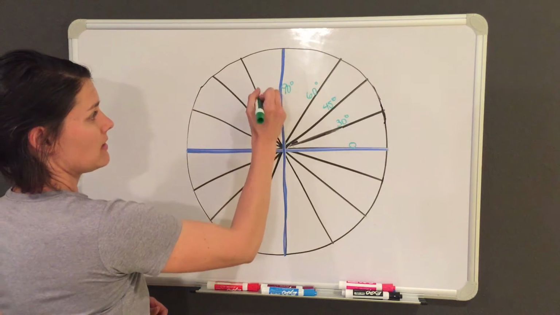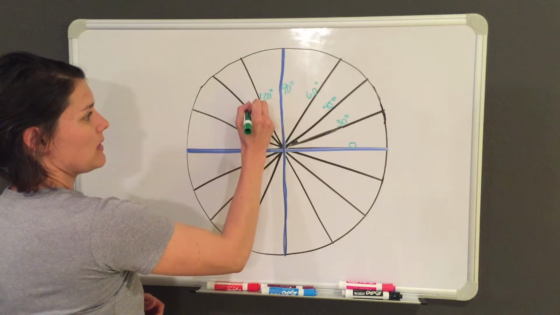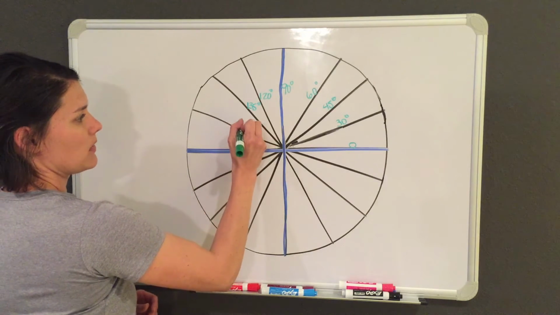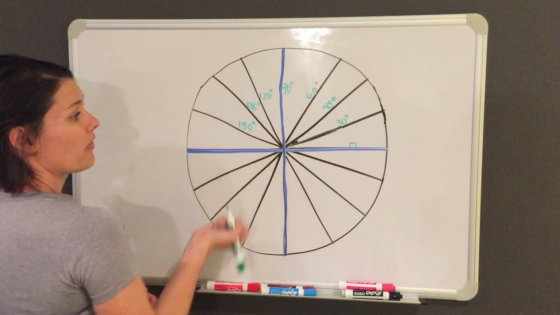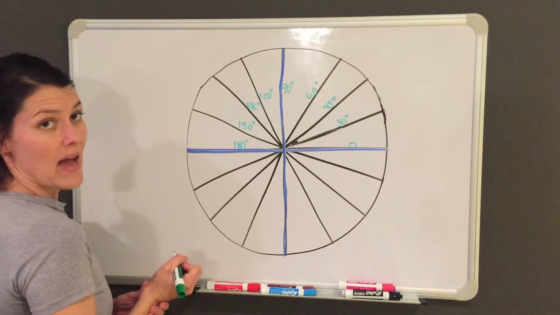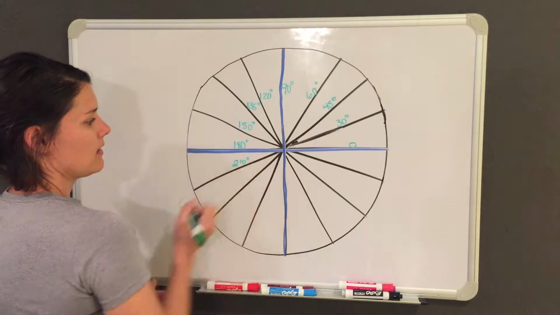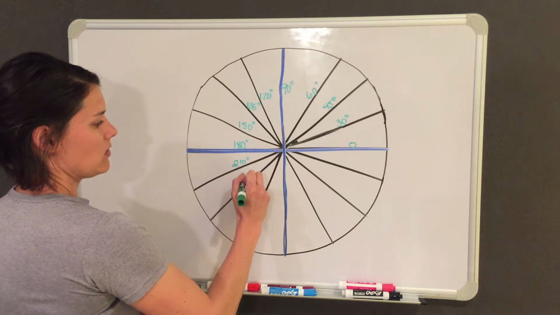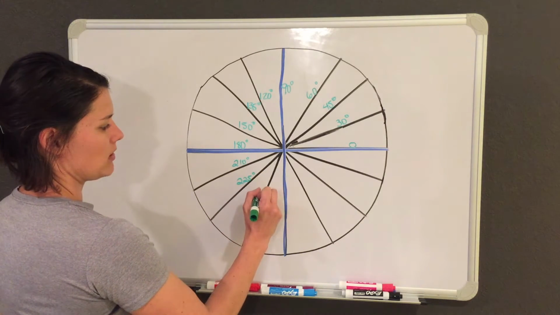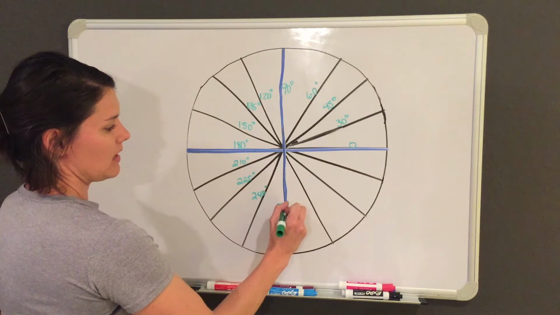Another 30 degrees will be 120, 15 degrees will be 135, another 15 degrees is 150, and then 30 degrees will make 180. Same pattern as before. 30 degrees will make 210, 15 degrees will make 225, 15 degrees will make 240, and then 30 degrees will make 270.